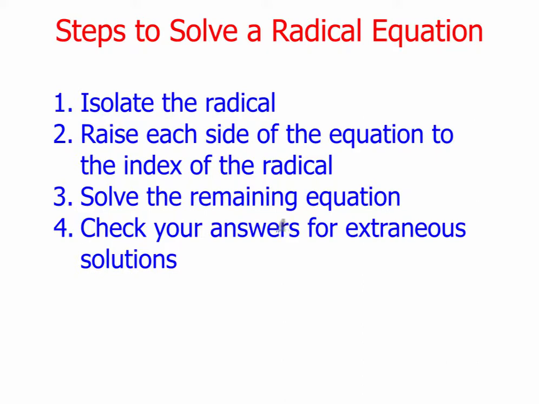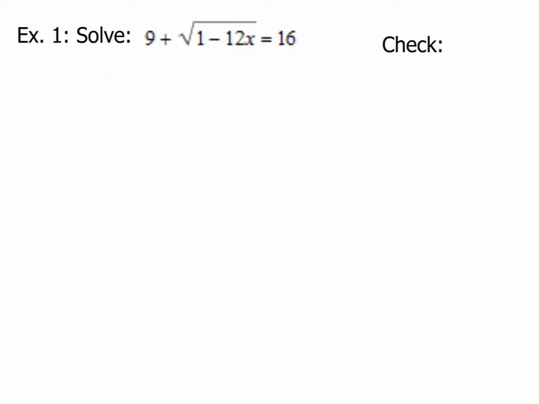What that means is the process in which we solve a radical equation is sometimes going to give us answers that don't actually work for the original equation, and we have to check to make sure our answers work. So this step, step four, is actually really important. Checking your work is a big deal when it comes to solving a radical equation. So let's just look at some examples.